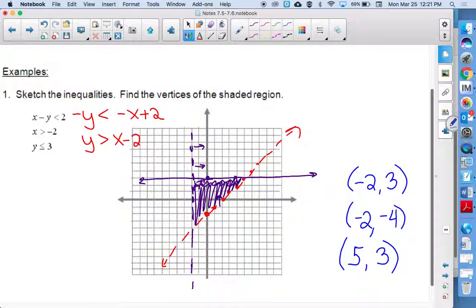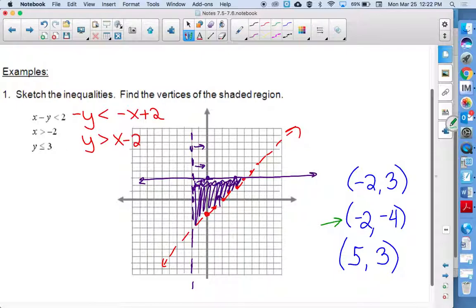Which one of those 3 would not be a solution? David? The negative 2, negative 4. Yeah, this one is the only one that's not a solution because both of those are dashed lines. The other 2, the one is a solid line, and if it lies in that solid line, it's a solution. But the negative 2, negative 4 wouldn't be a solution. It creates the boundary for it. It's a vertex, but it's not a solution to the system. Questions?